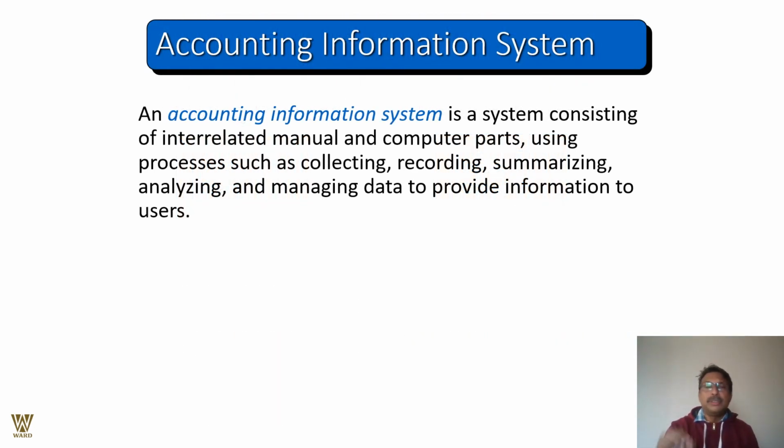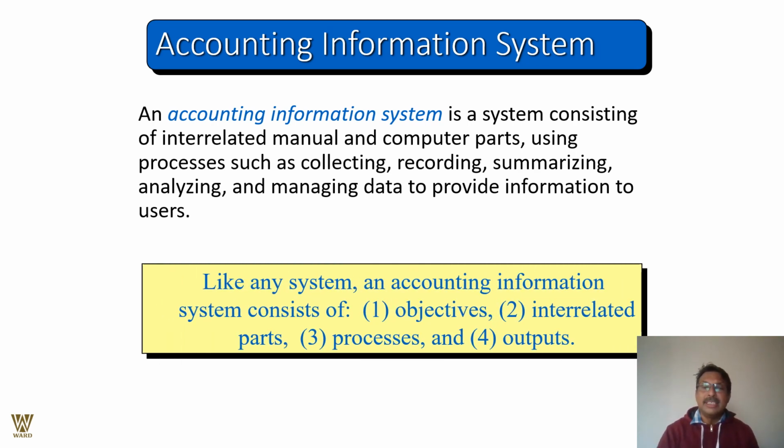So the accounting information system is similar to it. It is a system consisting of interrelated manual and computer parts using processes such as collecting, recording, summarizing, analyzing, and managing data to provide information to the users. Like any system, an accounting information system has four things: the objective, the interrelated parts, the processes, and the outputs.